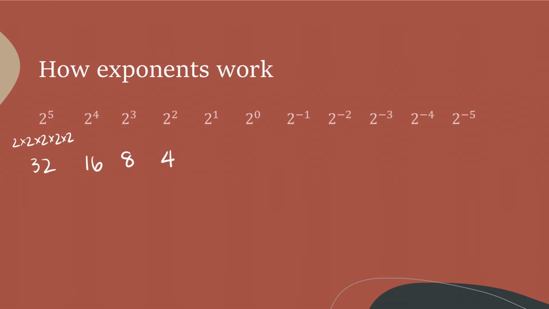So instead of multiplying by 2 like we would if we added another exponent, like if we were going upwards, when we go downwards, we are dividing by 2. So that follows the pattern as we go down to 2 to the first. Since we were at 4 when we had 2 squared, 2 to the first power would be 4 divided by 2, or just 2.